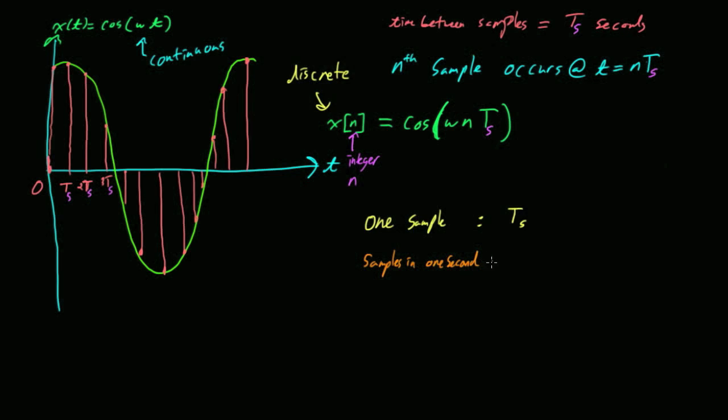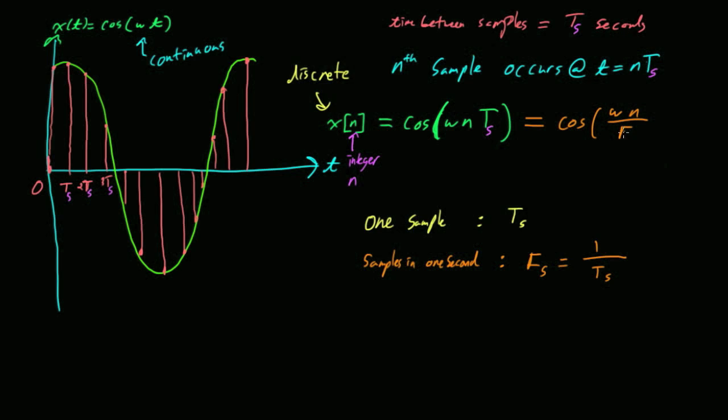So if my sampling period is a quarter second, right? If there's a quarter of a second between samples, how many samples in 1 second? 4, right? So we say that our sampling frequency is 1 over the sampling period. So if I have a quarter of a second per sample, I take the reciprocal of that. That means that every second I'm getting 4 samples. So that means that I can take this and rewrite it as cosine of omega n over my sampling frequency.